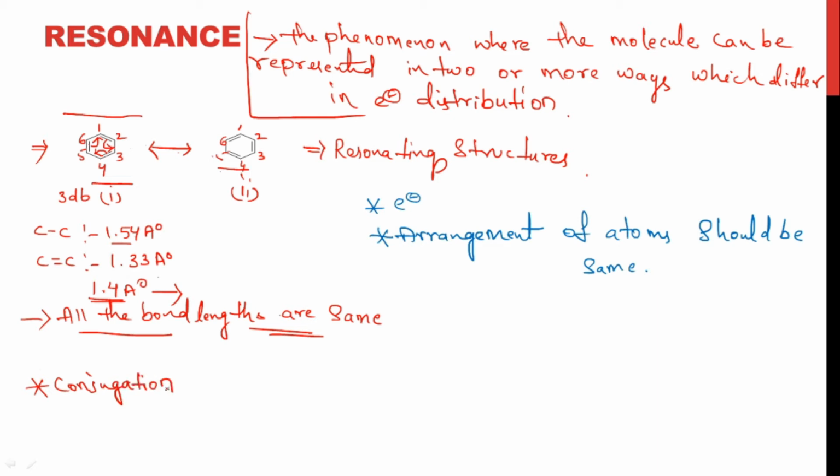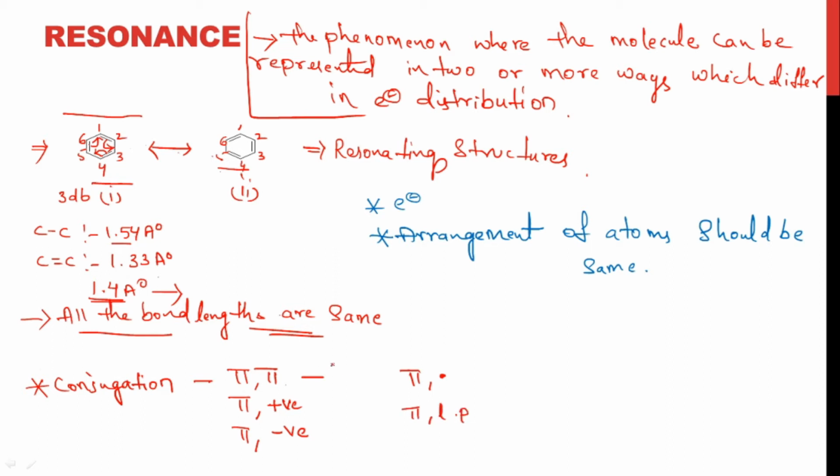The conjugation may be of a pi bond and a pi bond. That means the two pi bonds should be in the alternate position. So there are 5 types where you can see conjugation. One is the pi and a pi bond, where the pi and pi bond should be in the alternate positions, and you can also see pi and a positive charge, pi and a negative charge, and also pi and a radical, and also pi and a lone pair.